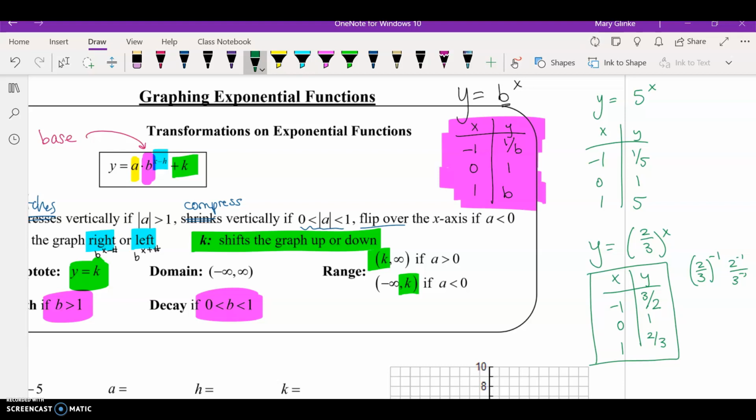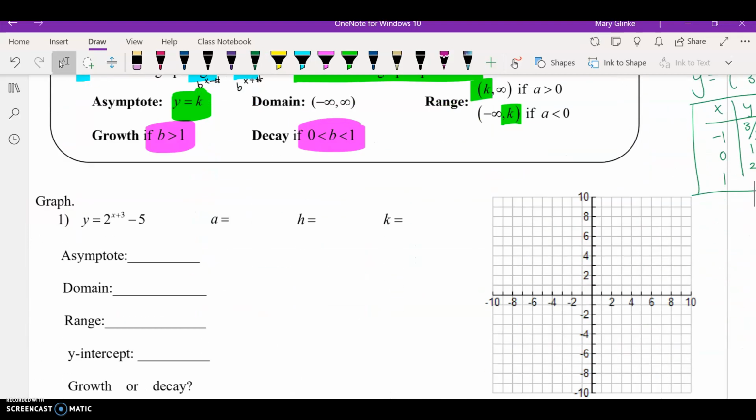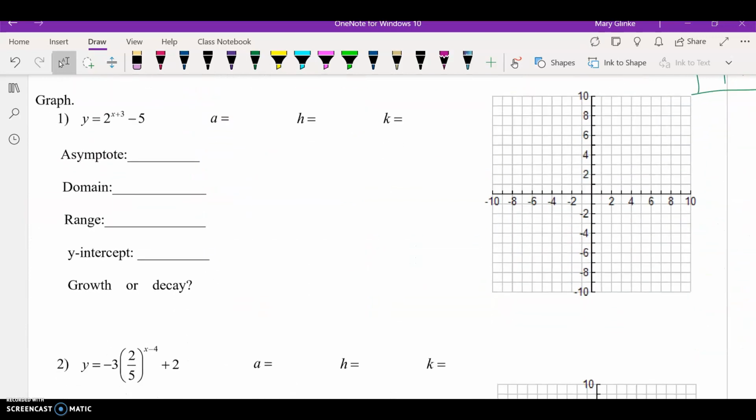So let's take a look at what that actually looks like then, all put together. So for number 1 here, 2 is our base. Okay, so we're going to identify that right up front. Our A value is not there, which means we have a stretch of 1. Our H value is going to be -3 to show that we are going to move left 3. Our K value is -5 to show that our graph is going to be moving down 5.